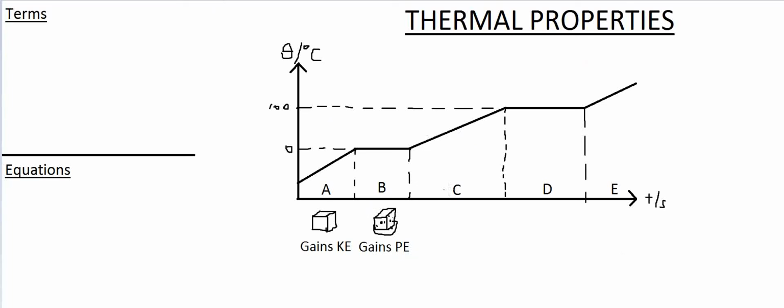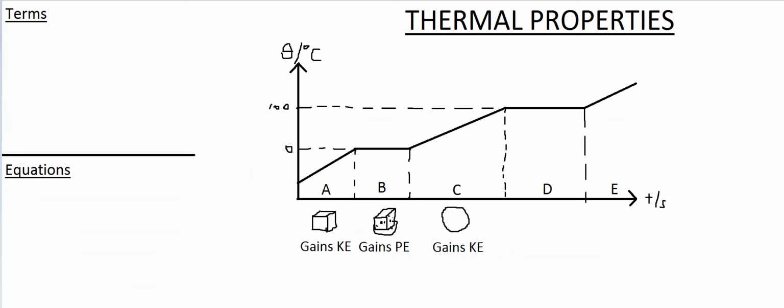So in region C, basically we have a puddle of water. It's liquid water, and as you continue to heat it, the water molecules will gain KE, and they'll move around more and more.